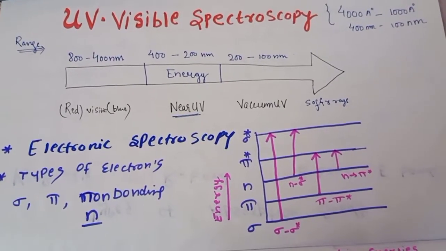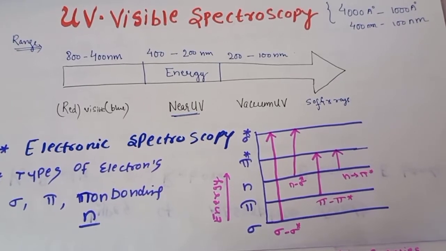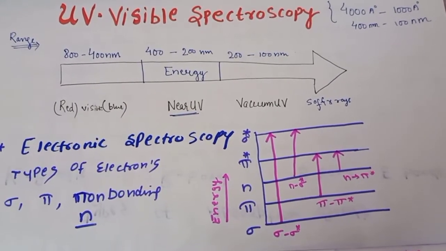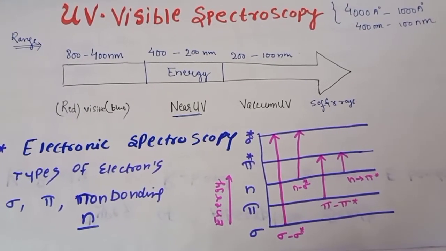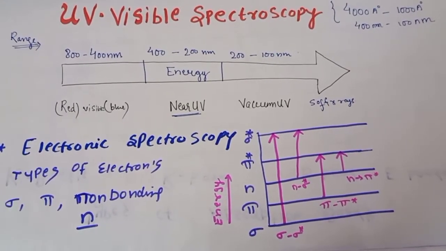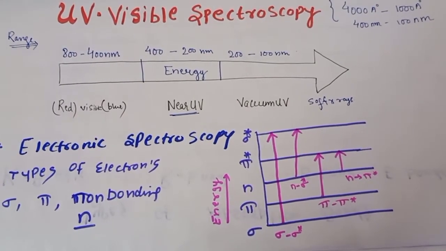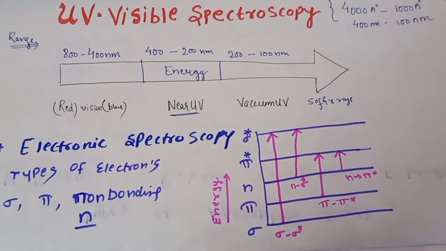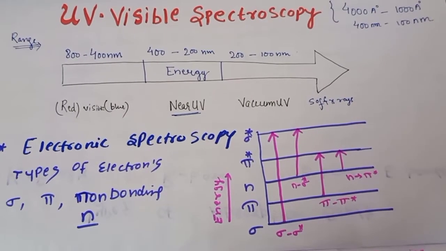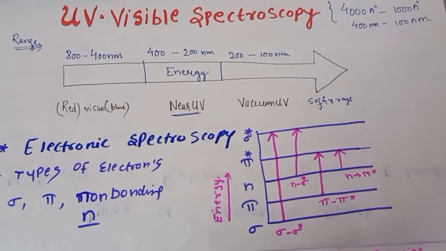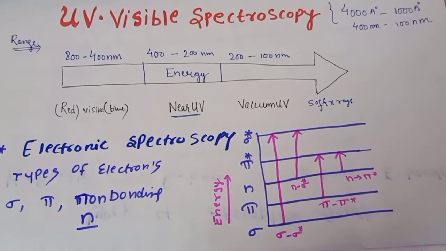So our today's class is on ultraviolet visible spectroscopy, which is also termed electronic spectroscopy. Students, in this topic we have already discussed the introduction of the ultraviolet visible spectrum, and I am going to cover the various types of shifts and the chromophore and auxochrome concept in this video. So I hope you are ready with the pen and paper. Let us begin our today's class.